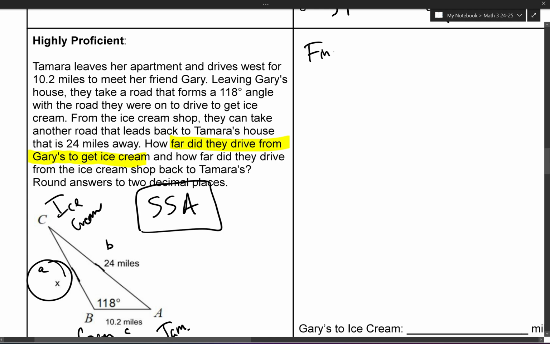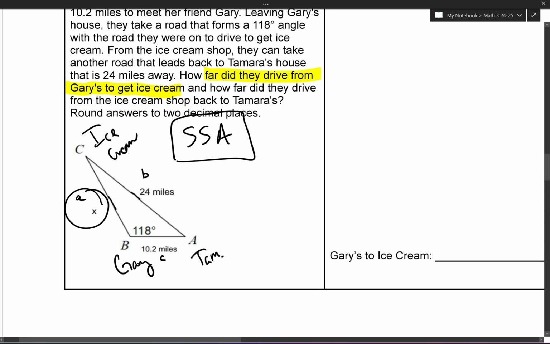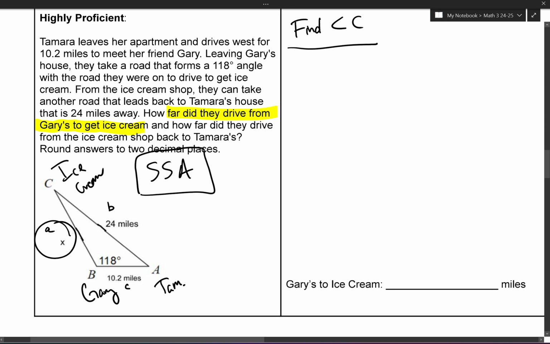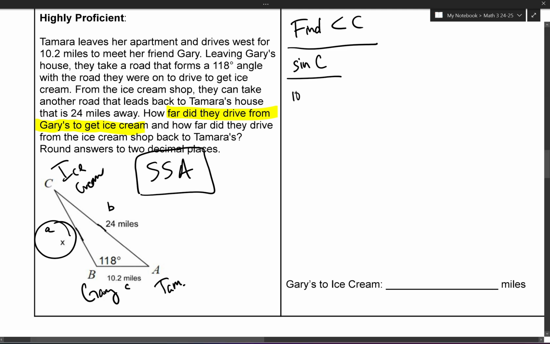Find angle C. Why? Because I have side C. I need angle C. That would help me out a lot. So start with what I'm looking for, the sine of angle C. I'm looking for C, but the law of sines formula uses the sine of angle C. So sine of C over side length C, which is 10.2.